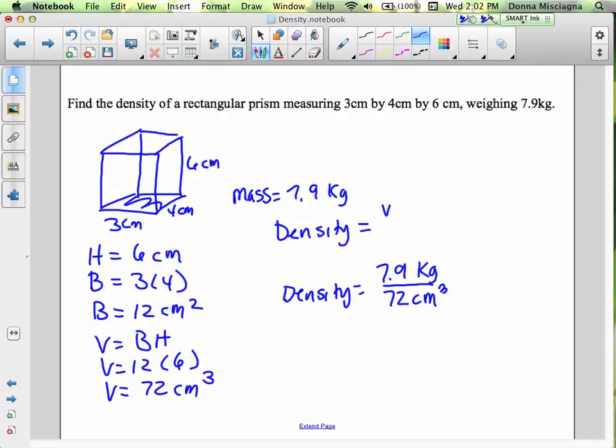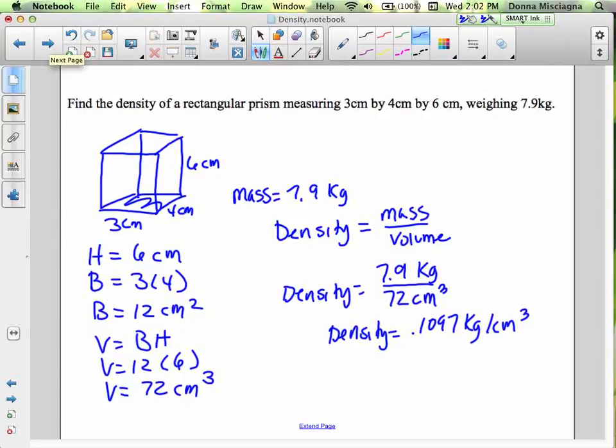So just a reminder that density is the mass divided by the volume, and then if somebody could simplify that for us. What is it again? 0.1097, and this is kilograms per centimeters cubed. Right, now it would matter if we wanted to figure out whether this thing would float or sink, right? Because the water density is in grams per centimeter cubed.